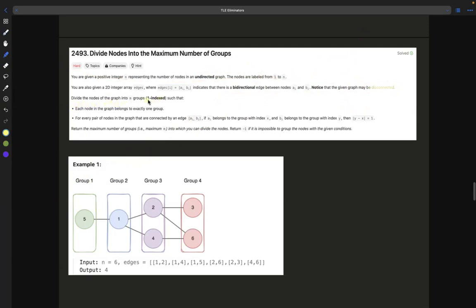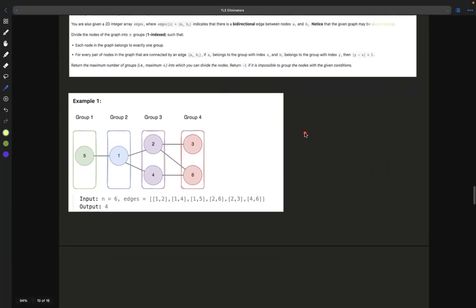Divide the nodes of the graph into m groups such that each node in the graph belongs to exactly one group. This is our first condition. The second condition is that for every pair of nodes connected by an edge [ai, bi], if ai belongs to group x and bi belongs to group y, then the absolute difference between them must be exactly 1. For example, if this is level 1 and this is level 2, the difference is -1, and the mod means 1. Understood? Return the maximum number of groups into which you can divide the nodes, and return -1 if it is impossible to group the nodes with the given condition.